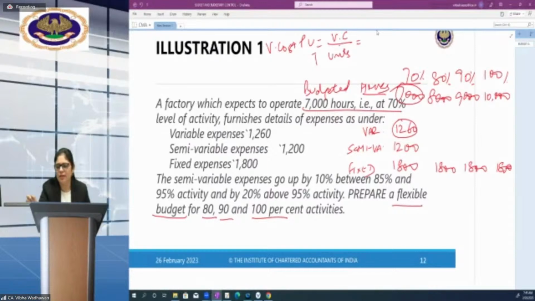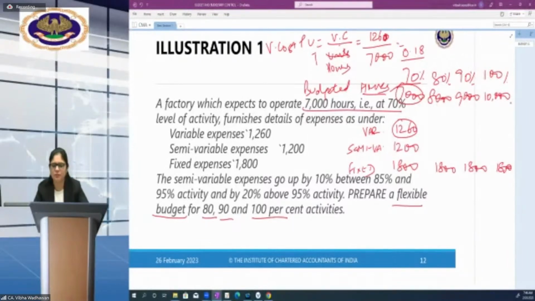So variable cost is 1260 divided by 7,000 units. Please calculate variable cost per unit. It is 0.18. Variable cost per unit is 0.18. Now you calculate the cost for 8,000 hours, 9,000 and 10,000. These are the budgeted hours, so here instead of units there are hours. It could be units or it could be hours. So 0.18 per hour. Can you calculate the variable cost? Let me see if there are any queries.